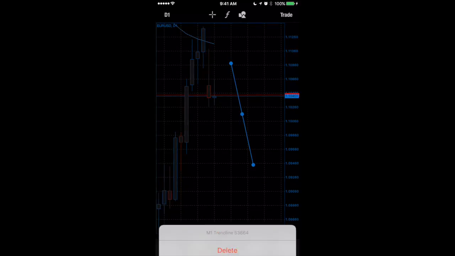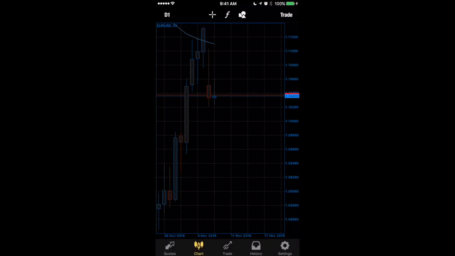Depending on what lot you're using, if it's a 0.01, then each pip is going to be about 10 cents. If it's a 0.1, so like 10,000, it's going to be about $1 per pip, and if it's a standard lot, it's going to be about $10 per pip. So that's why it moved 2 pips, $24. The more money you have in your account, the more money you can make or lose.